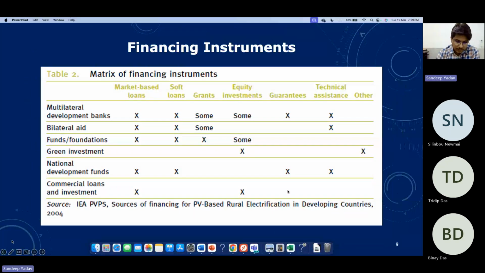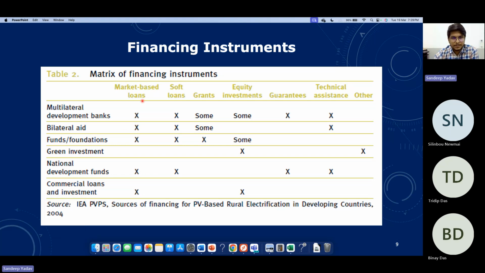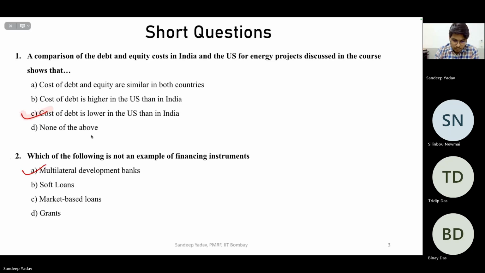Yes, so if you will see here, the question was asked: which of the following is not an example of a financing instrument. Here soft loans was the option. Market based loans is also a financing instrument, as you can see here. Soft loans are also a financing instrument, as well as the grants. Only the multilateral development banks are not an instrument of the financial, but these are the loan providing agencies. So hope this is clear. So the right option will be the multilateral development banks. Is not an example of financial instrument.